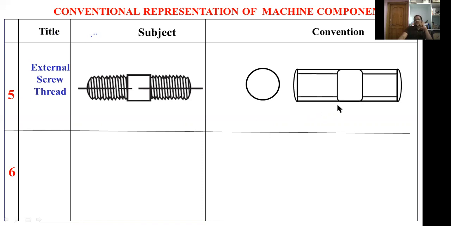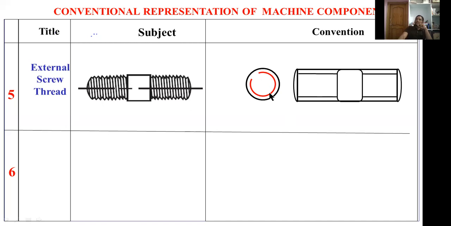By representing it like this, it shows threads on the shaft. That is the external thread. But in the side view, we have to draw the external screw thread symbol. For that symbol, you have to draw an incomplete circle. This incomplete circle shows the thread.